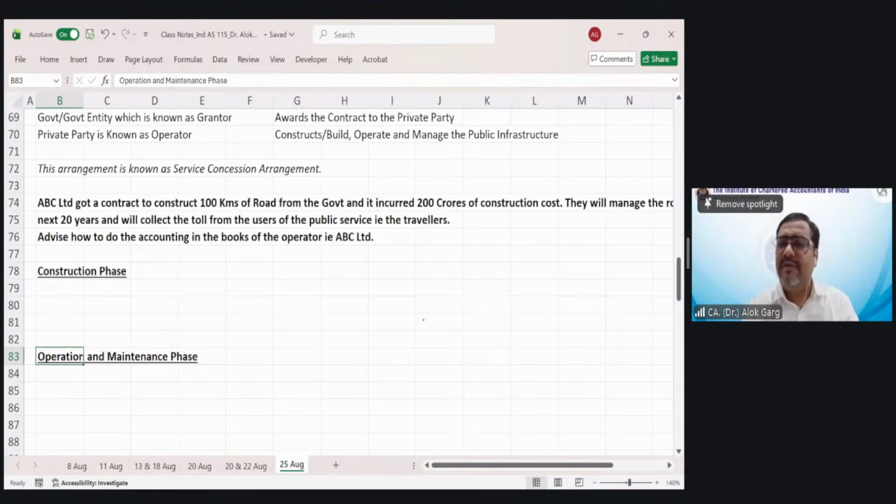Anyone who is not able to understand so far? Guys, tell me. आप सबको समझ आ रहा है या नहीं आ रहा है?